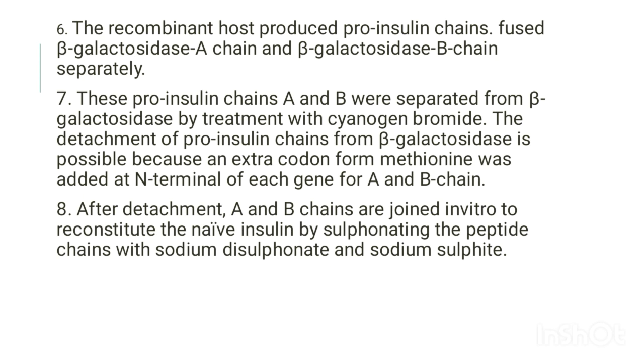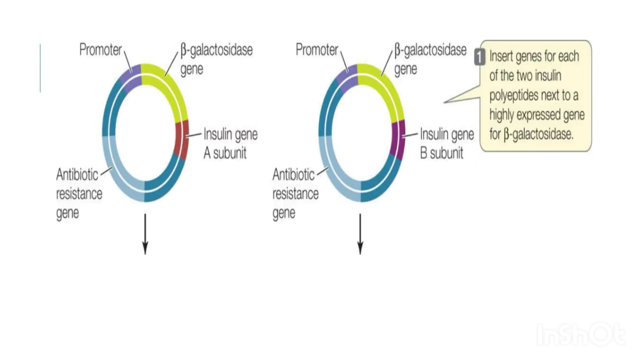After detachment, A and B chains are joined in vitro to form native insulin by sulfonylating the peptide chains with sodium disulfonate and sodium sulfate. The diagram shows that the two chains, alpha and beta chains, are inserted separately into the BBR322 vectors with the beta glucosidase gene.